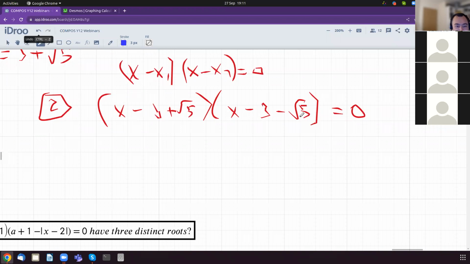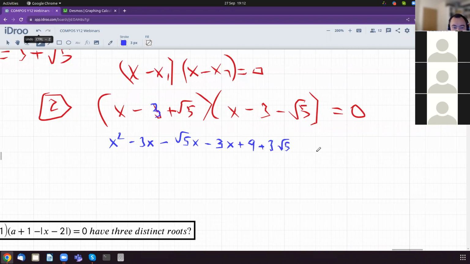Okay, so you expand this. Well, it's just step by step. Okay, so x times x times 3. So x squared, I'm multiplying. So x minus 3x minus root 5x, then minus 3x plus 9. So I'm multiplying each by each. And then 3 minus, so plus 3 root 5.